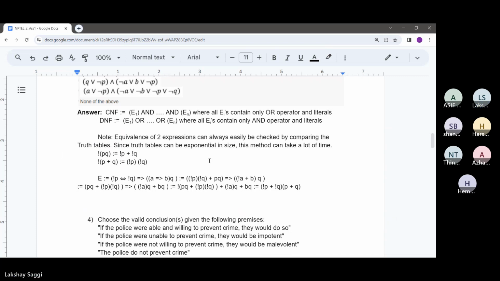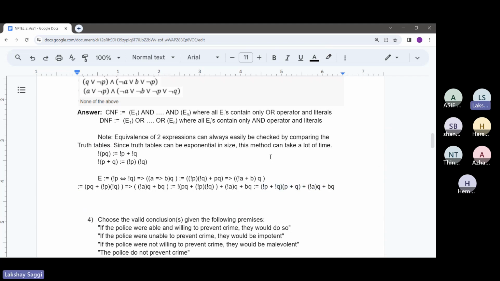So yeah, this not of PQ plus not P times not Q resolves to this, and I just write this expression as it is, plus this. So I've resolved E till now up to here.